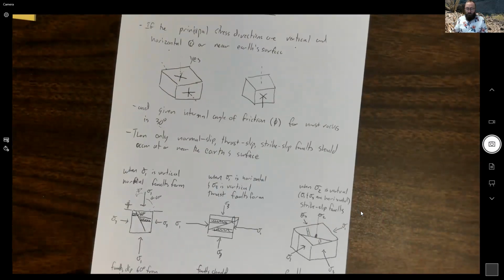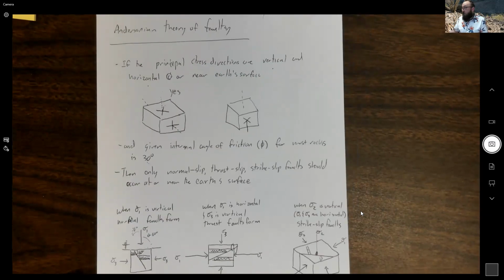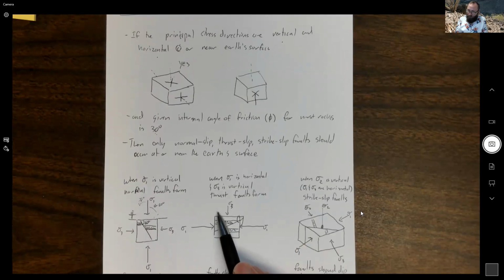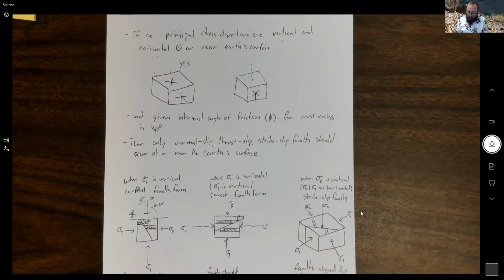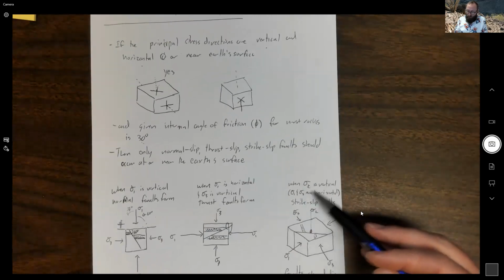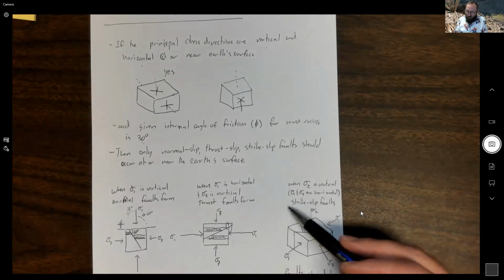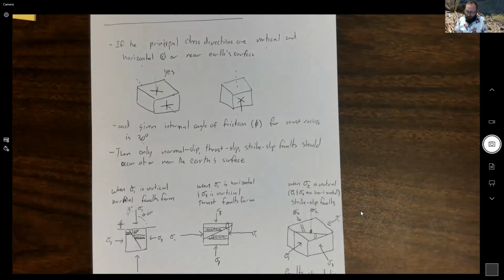So that's Andersonian theory of faulting, just these basic assumptions building off of the Coulomb failure criteria. We have these simple rules of thumb. When sigma 1 is vertical and sigma 3 is horizontal, normal faults form, and the faults should dip 60 degrees from horizontal. When sigma 1 is horizontal and sigma 3 is vertical, thrust faults should form, and the faults should dip 30 degrees from horizontal. And finally, when sigma 2 is vertical and sigma 1 and sigma 3 are in the horizontal plane, then we get strike-slip fault formation, and the fault should dip 90 degrees from horizontal. In other words, they're vertical.